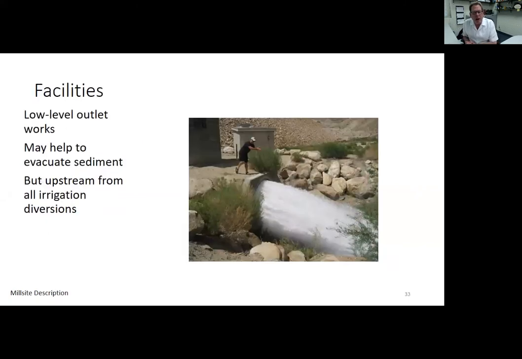The dam itself releases water in the summertime through a 54-inch low-level outlet. This clear water, no sediment in it, feeds 3 irrigation canals. Now, we might think that would be an ideal place to release sediment downstream, but if that were the case, then it would get into the irrigation canals and clog up the irrigation equipment. This is the primary outlet at Millsite Dam.